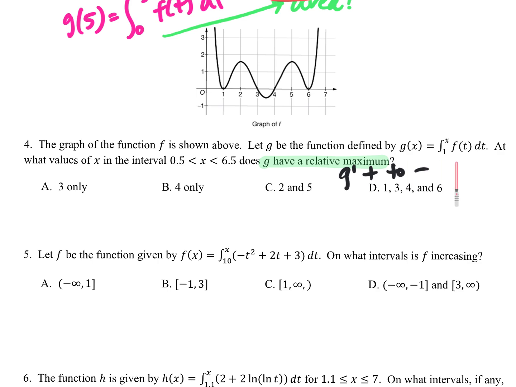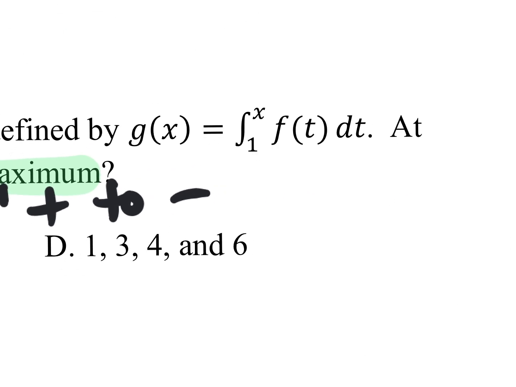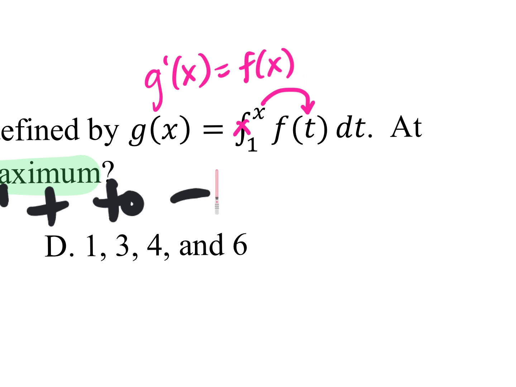Well, if this is g, could we go get g prime? Not even looking at my picture yet. G prime of x, the derivative of this integral, cancels out. So this is gone. But we have to plug in our bounds, right? So it's going to be f of x times the derivative of x, which is 1, minus f of 1 times the derivative of 1, which is 0. We cool with that? This is what they want us to pick up on.